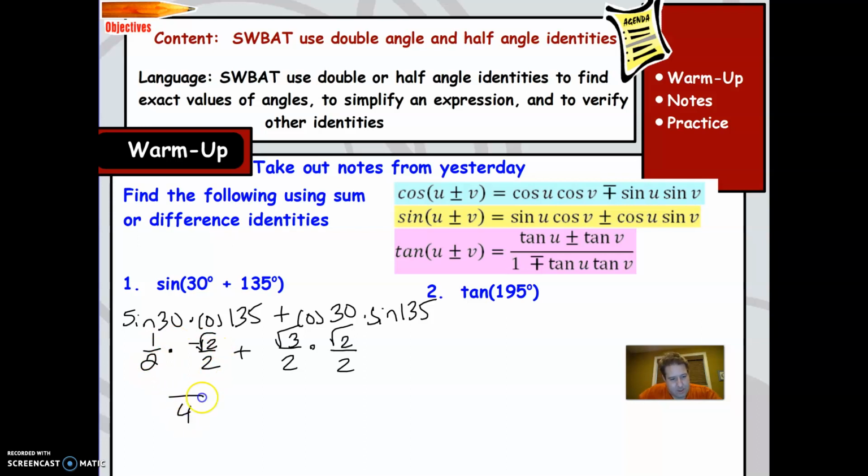Now I can multiply it, so this is going to be over 4. This is negative square root of 2 plus square root of 6 over 4, and there's your answer, negative square root of 2 plus square root of 6 over 4.